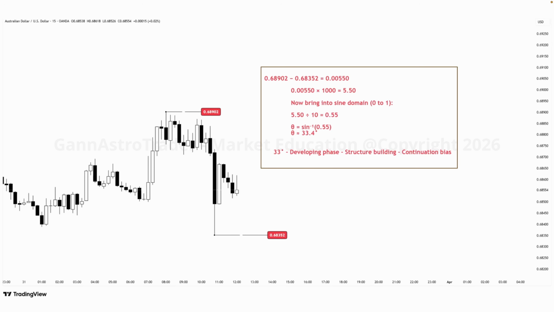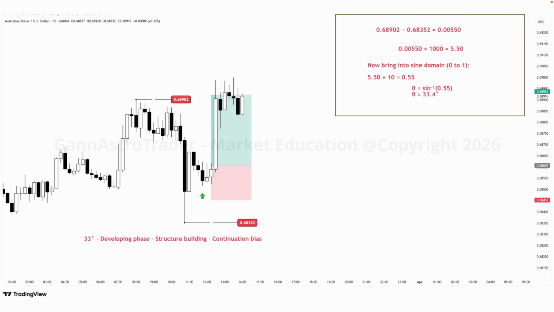This angle represents where the movement exists within a broader cycle, not just how far price has moved. Unlike the previous example, this angle does not fall in the early phase. At around 33 degrees, the movement is already developing structure. This indicates that the market is moving beyond initiation and entering a more stable phase of expansion.